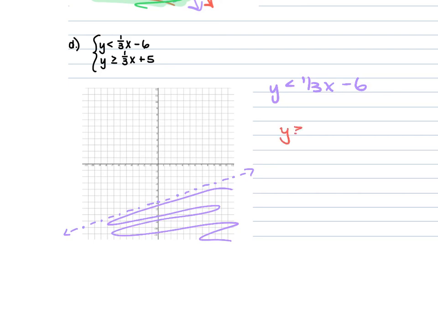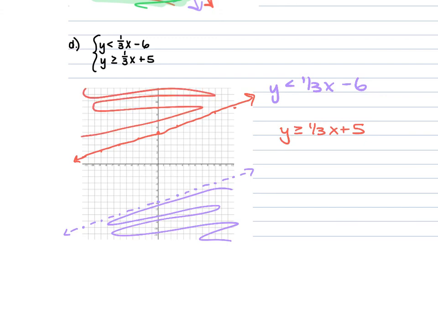For y is greater than or equal to 1/3 x plus 5, we're going to have this line here, go up 1 to the right 3, and then down 1 to the left 3. Draw your solid line through these points, and then shade above it. So with this one, they don't intersect, so there's no solution here.